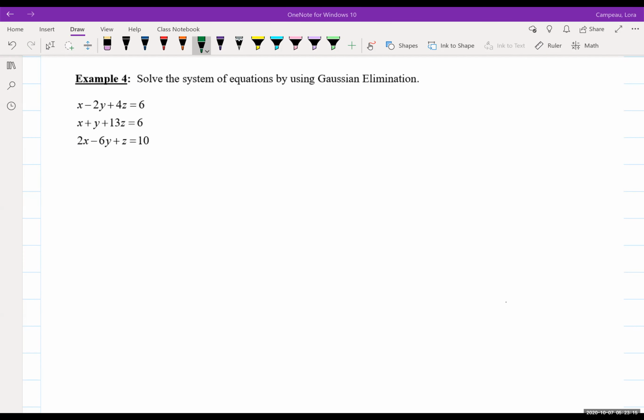Now we have our first system and our first attempt to solve by using Gaussian elimination. Now be careful with this Gaussian elimination. The way it is defined in our textbook is our job is to turn the augmented matrix, our goal is to turn it into row echelon form.